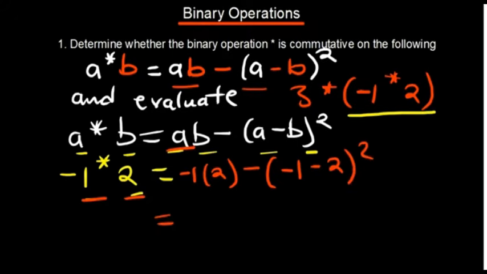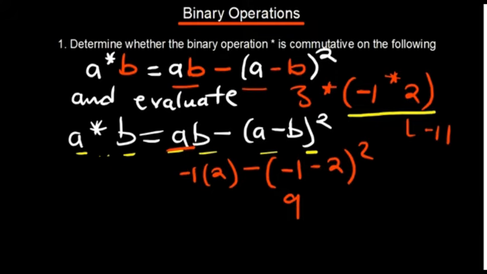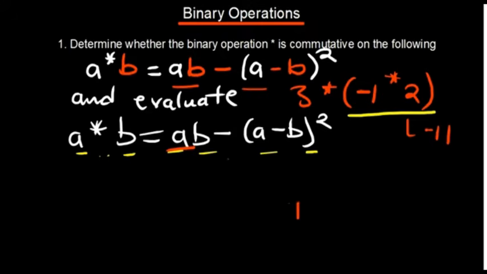So this is going to be negative 2. Then in the brackets we have negative 1 minus 2, which is going to be negative 3. Negative 3 squared is going to give us 9. So I have negative 2 minus 9, which is going to be negative 11. So what is in the brackets is giving us negative 11. We can now continue by substituting again. What is in the brackets is going to be denoted by negative 11.